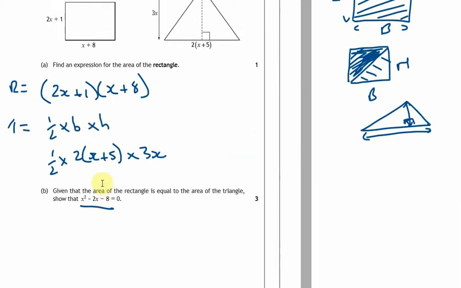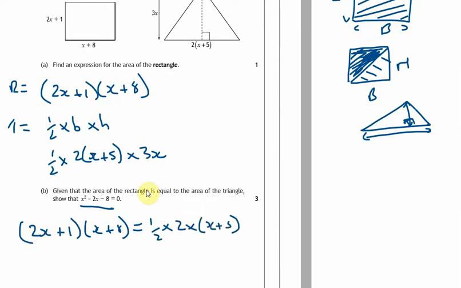Okay, so that's got two expressions. Now it's saying the area of the rectangle is equal to the area of the triangle. So what we're then going to do is put them equal to each other, aren't we? So we're going to say that 2x plus 1 times x plus 8 is equal to a half times 2 times x plus 5. So I shouldn't have done that. That's going to again be silly. Sorry, it's getting late. Times 3x. Okay. And we're going to prove that.